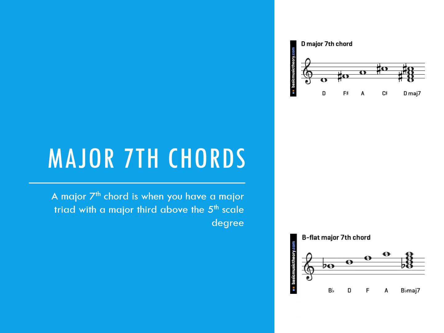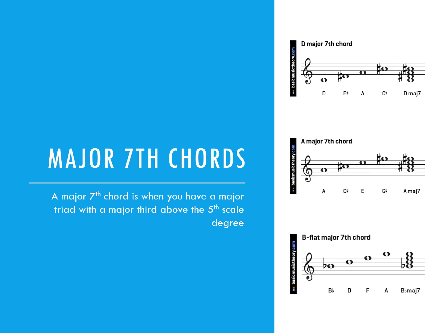Another example is B flat. To make a B flat triad, you need B flat, D, and F. And then a major third above the F would be an A. Thus, making a B flat major seventh chord: B flat, D, F, and A.